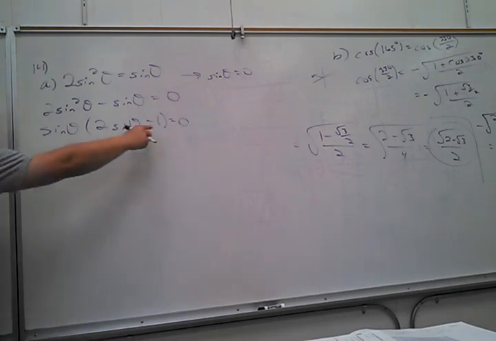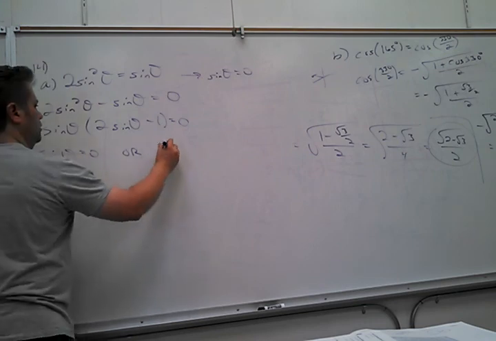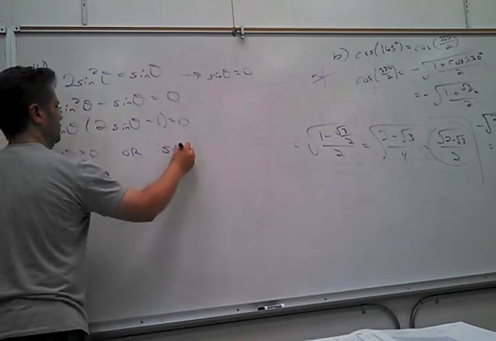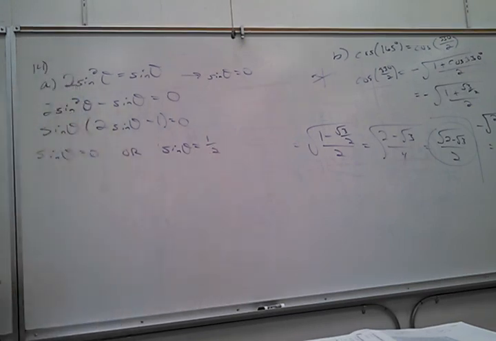But here you can see that coming out. Sine theta equals 0, or sine theta equals 1/2. This is chapter 7. This is the last part of 7, that's where they did trig equations. That's where we just go. So then what do you get here?